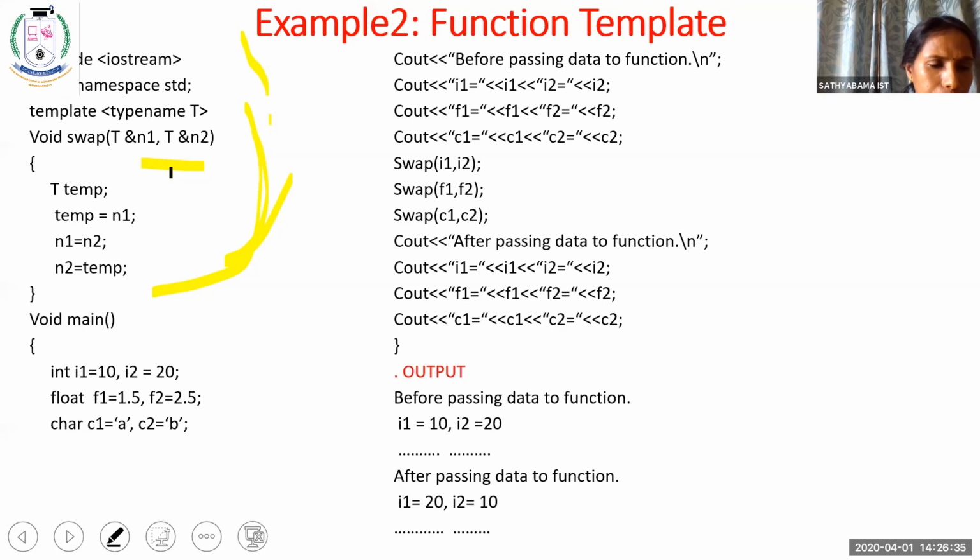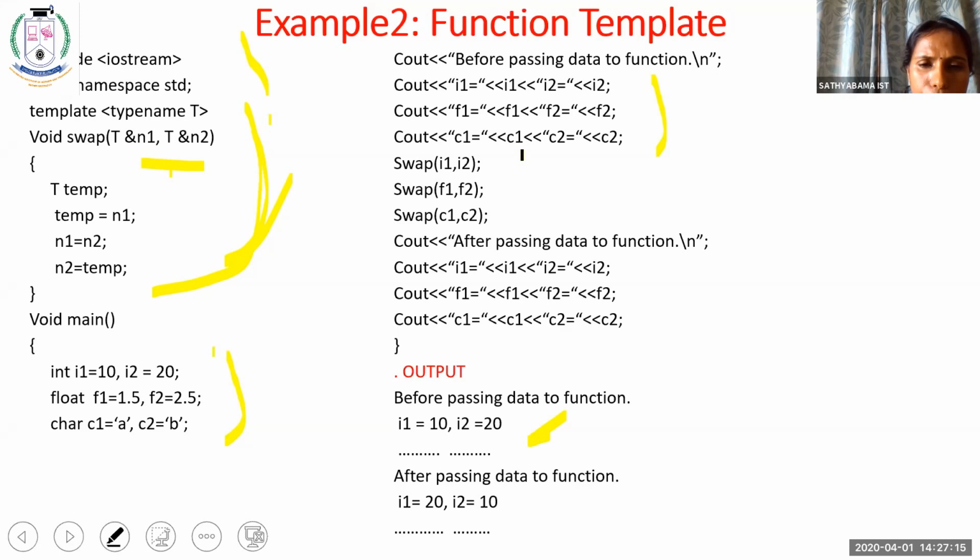Now inside the main program, after completing the template function definition, coming to the main program. In this main program, all the input is given here, like integer value, float value, as well as character value. All input is given in the program itself. Before swapping, you display all the values like this. Before passing the data to the function, we take the input values: I1 is 10 and I2 is 20, like that. So before passing, my data will look like that.